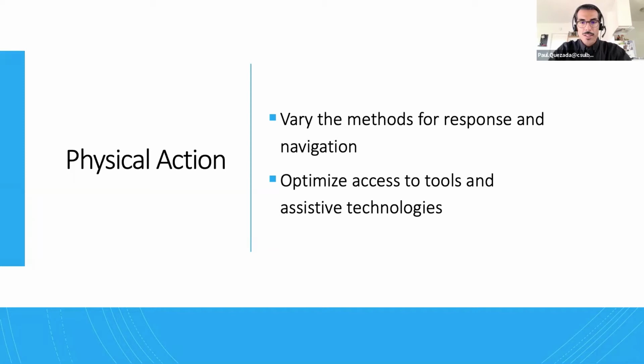And the last point here is that it optimizes access to tools and assistive technologies. So providing a learner with a tool is often not enough. We need to provide the support for the use of this tool effectively. Many learners need help navigating through their environment, both in terms of physical space and curriculum, so the web kind of environment or the course environment.